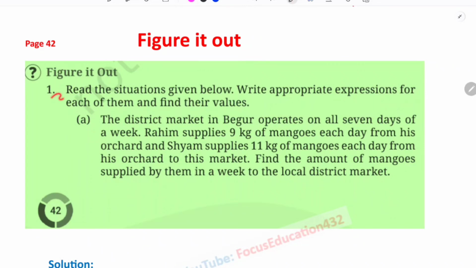Okay, we'll continue. Read the situation given below. Write appropriate expressions for each of them and find their value. So we have to read the situation, write the appropriate expressions and also find the values.